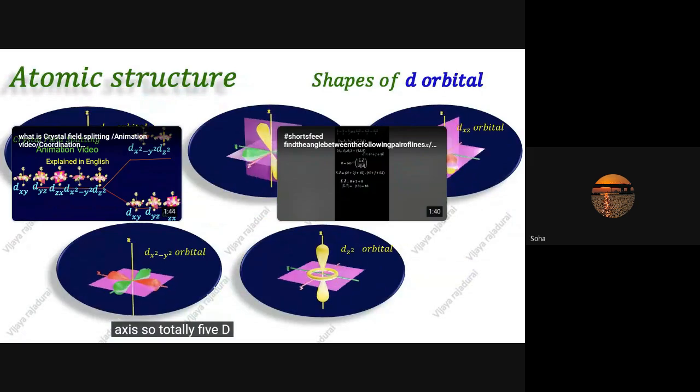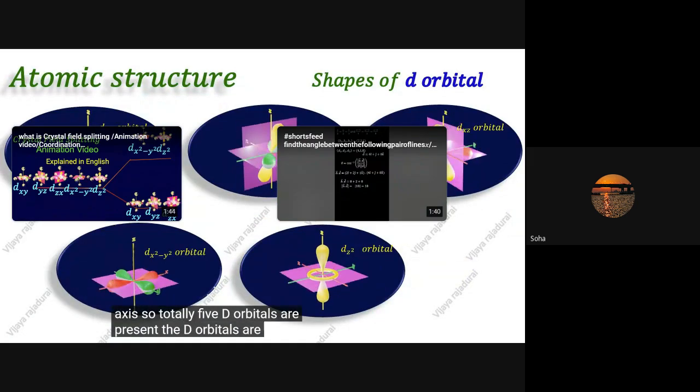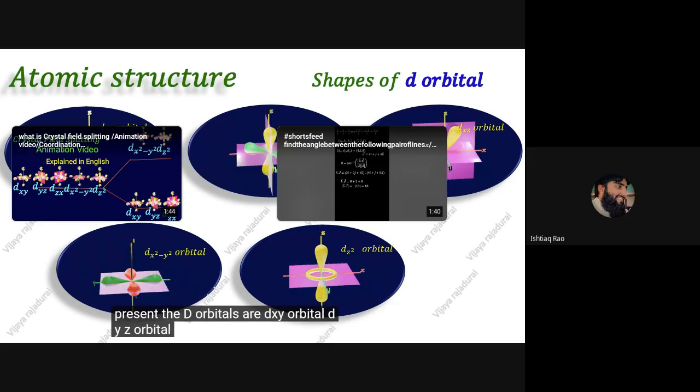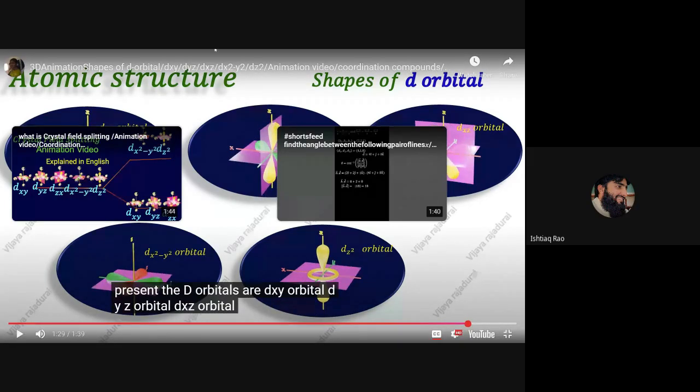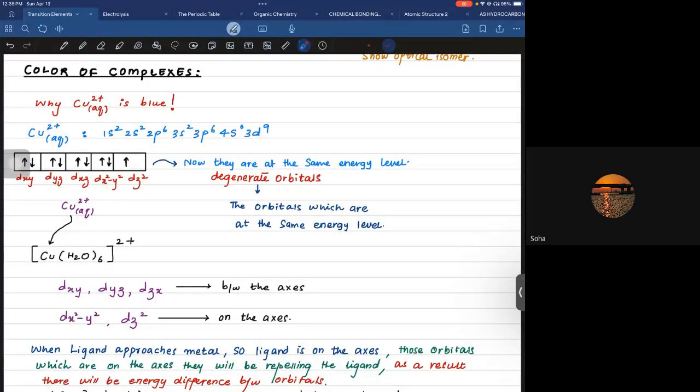So totally 5d orbitals are present: the xy orbital, the yz orbital, the xz orbital, and the other two. The purpose of telling you is that when we are studying the color of the complexes, you must know how the ligands are going to make bond with the metal. When the ligands approach the metal, how they approach the metal is the main thing to discuss.